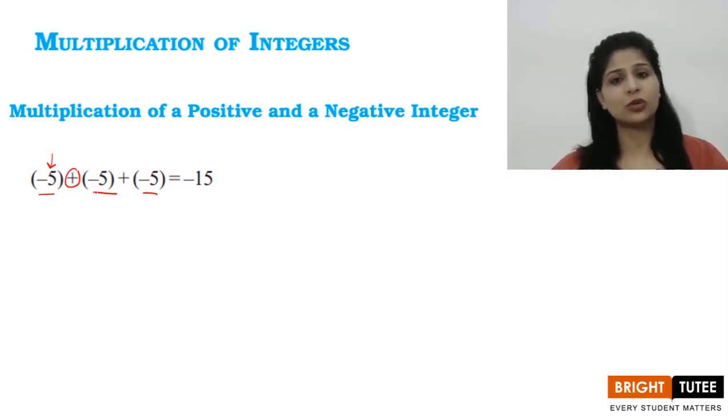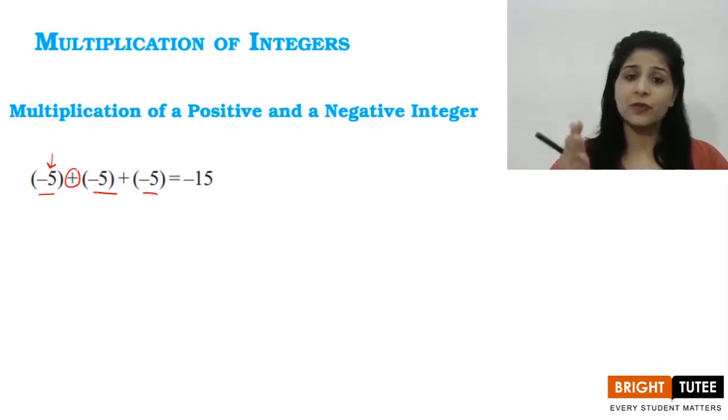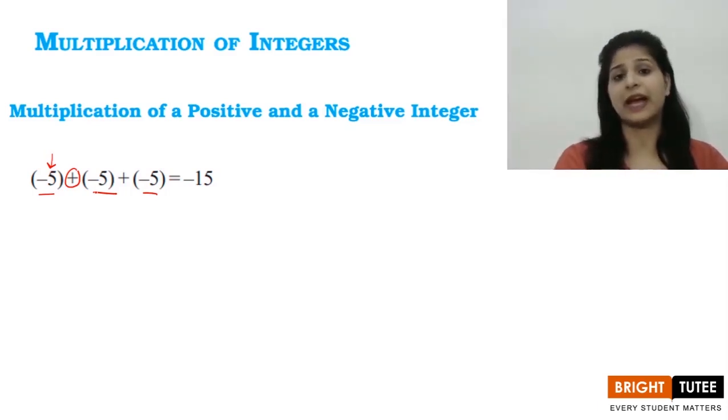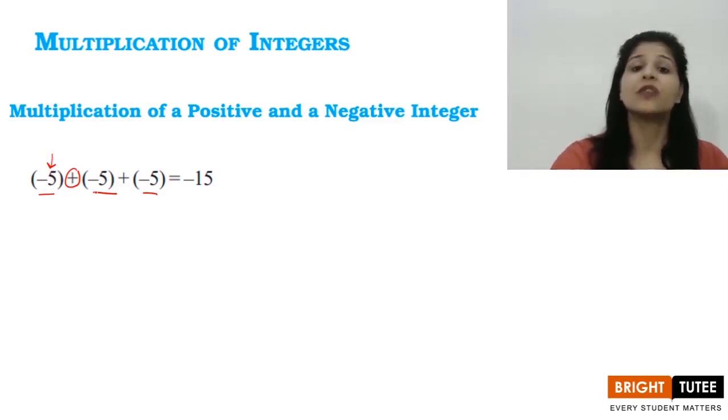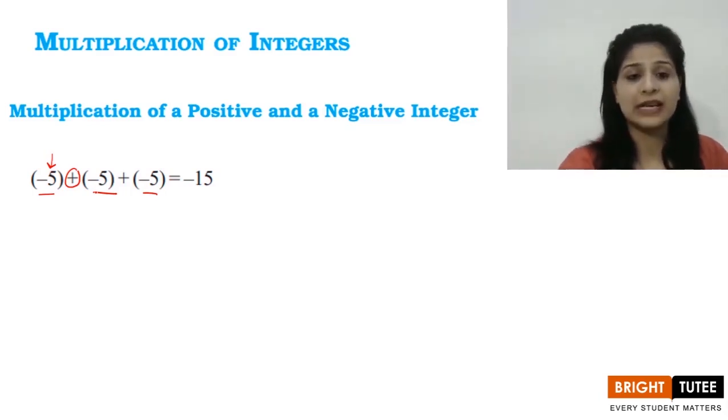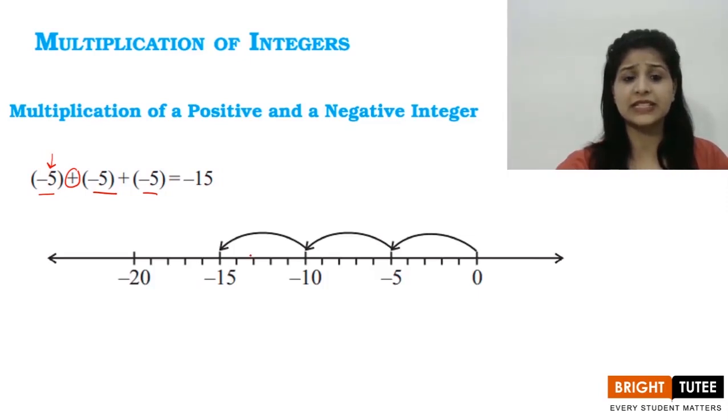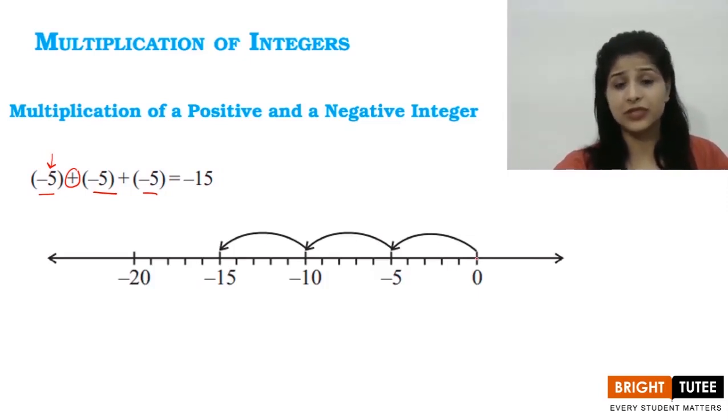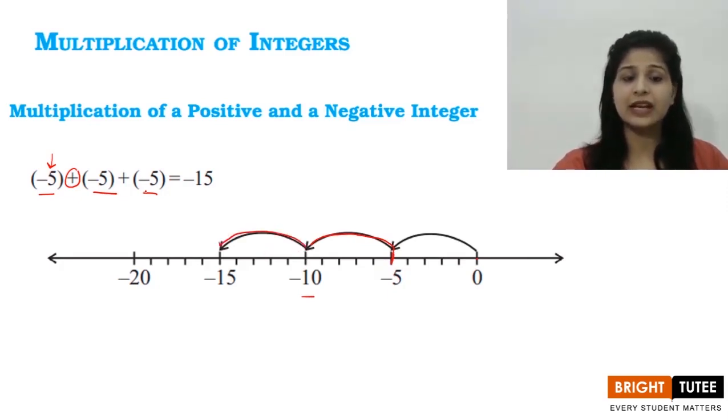So first of all, you will go to minus 5 from 0, and then from minus 5 again 5 steps back, and then again 5 steps back, that means to the left side, which makes the answer minus 15. As we can see here in the number line, from 0 you go first 5 steps back, that is minus 5, then again 5 steps back because it is minus 5, then minus 10, and again 5 steps back. We are doing subtraction, minus 5.